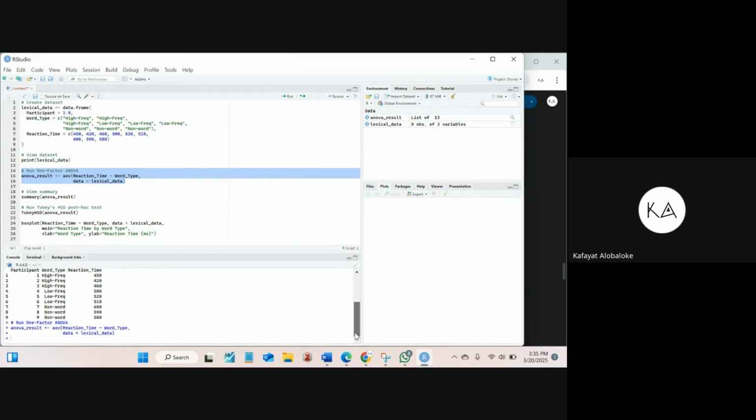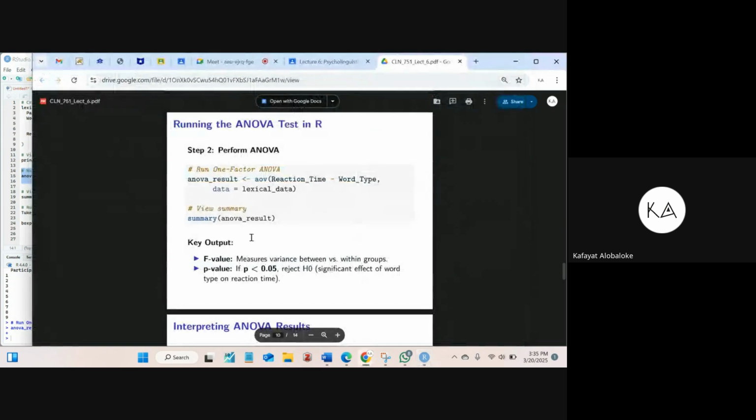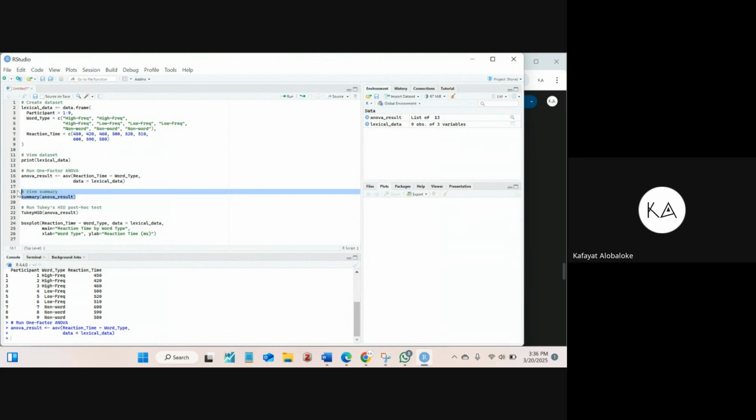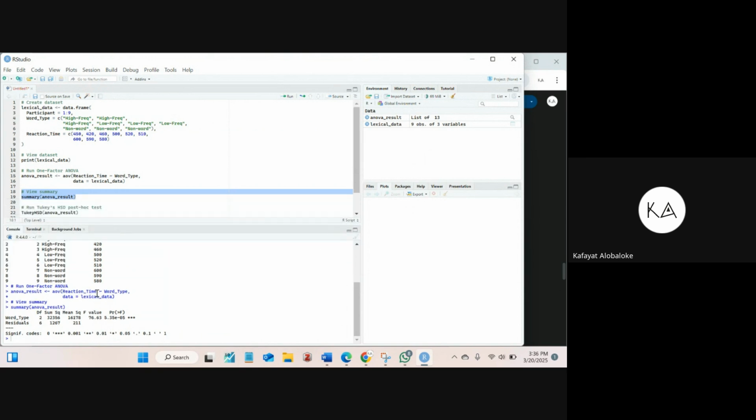So we've already run the ANOVA, but we need to view the results by using the summary function. Now let's view the summary of ANOVA results, and here's what we have. Now this is our result. Can you please confirm that you can still see my screen? You can see my result on the screen.